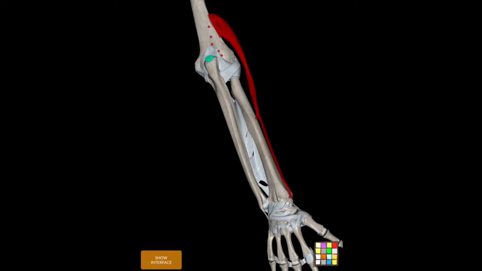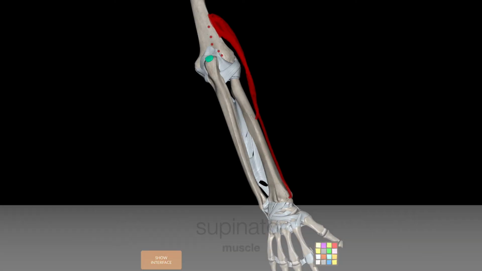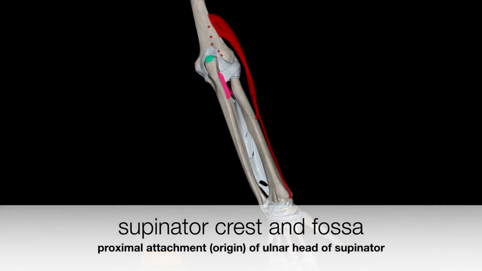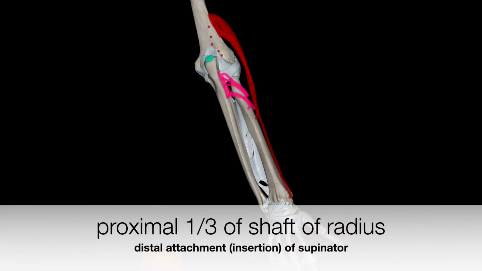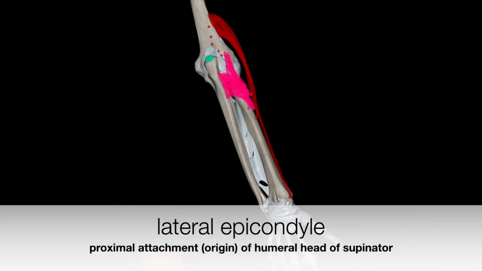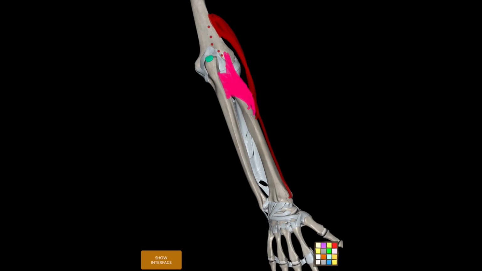The other muscle from the posterior compartment that doesn't cross the wrist is supinator. It arises from the supinator crest and fossa here on the ulna, and its fibers curl over the proximal shaft of the radius, and it also has a secondary head of attachment, more vertical fibers that descend from the humerus. So those are the 2 muscles that don't cross the wrist.